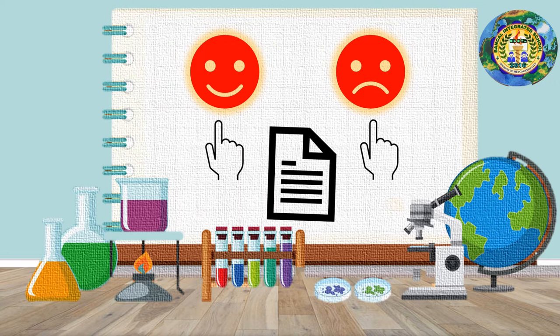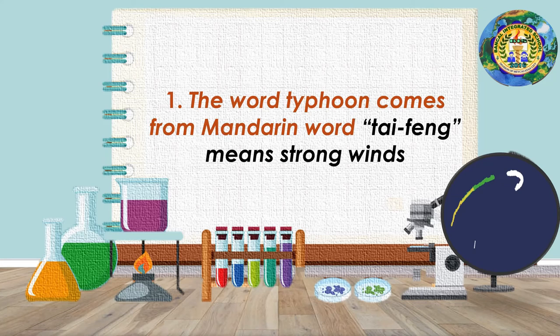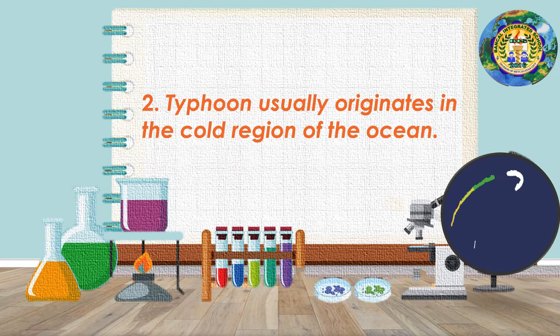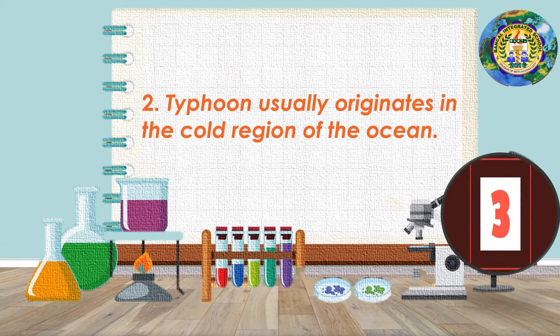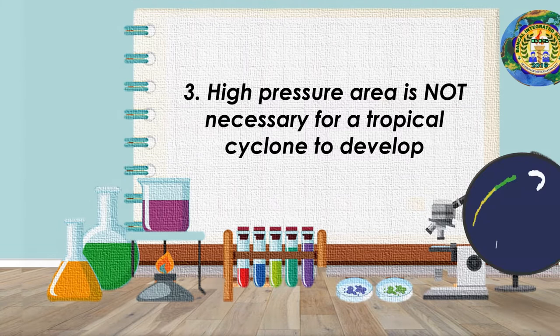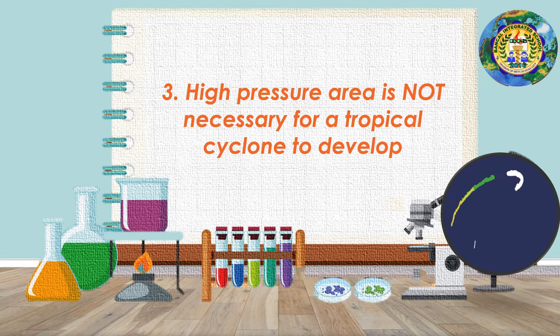Number 1. The word typhoon comes from the Mandarin word taifeng, which means strong winds. Number 2. Typhoon usually originates in the cold region of the ocean. Number 3. High-pressure area is not necessary for a tropical cyclone to develop.